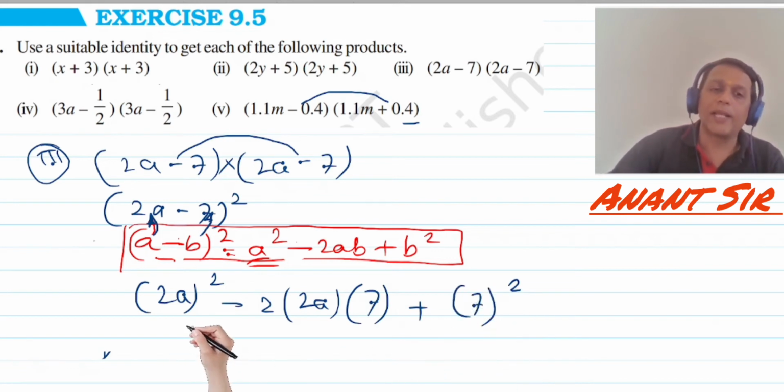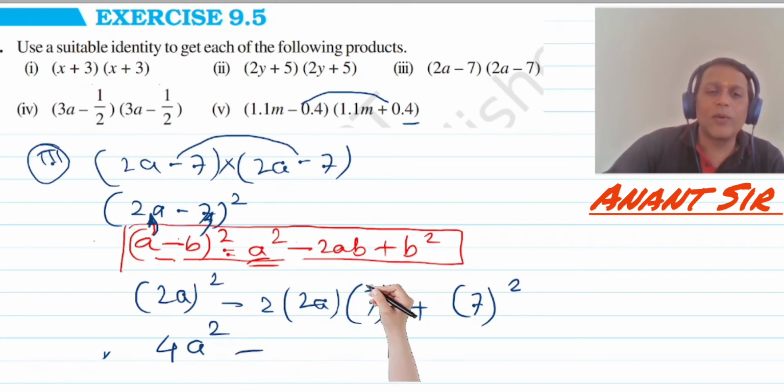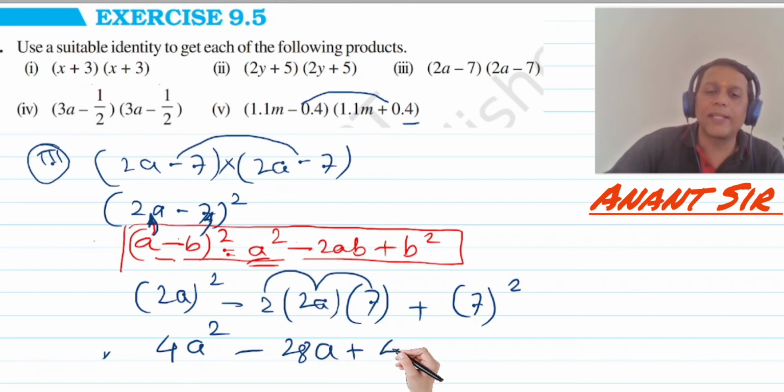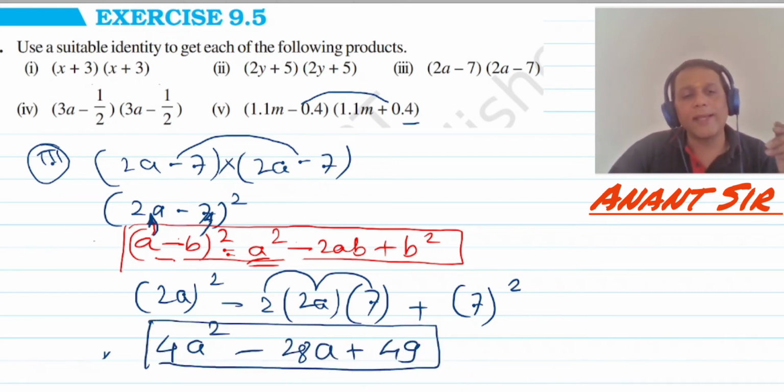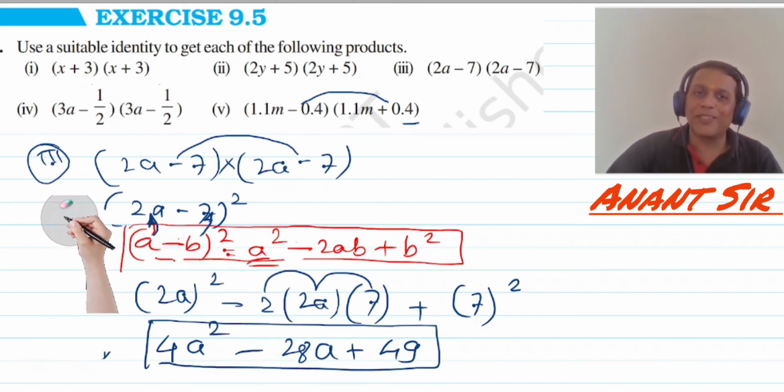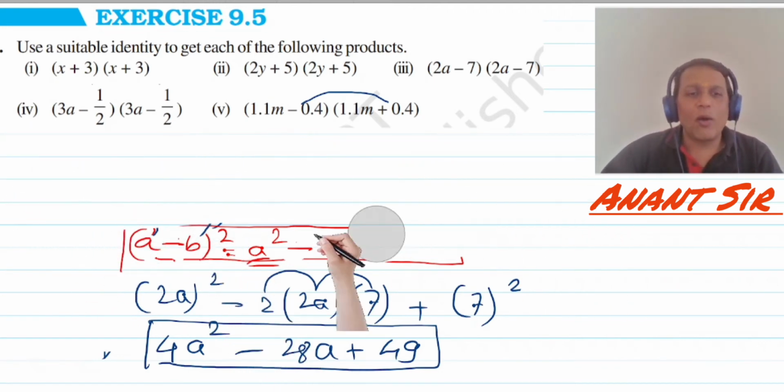So in the next step we should get the answer. 2 square is 4, a square is a square, 7 2s are 14, 14 2s are 28, a as it is, and 7 square is 49. Now all the terms are unlike, so we cannot solve it further. So that's the final answer for question number 3. So let's solve now question number 4.